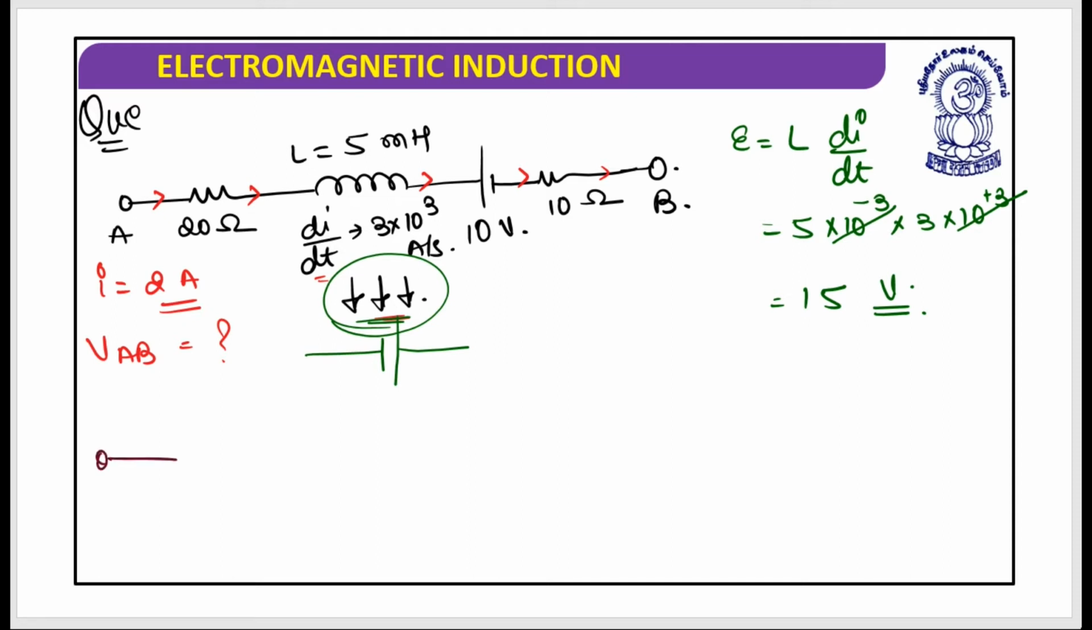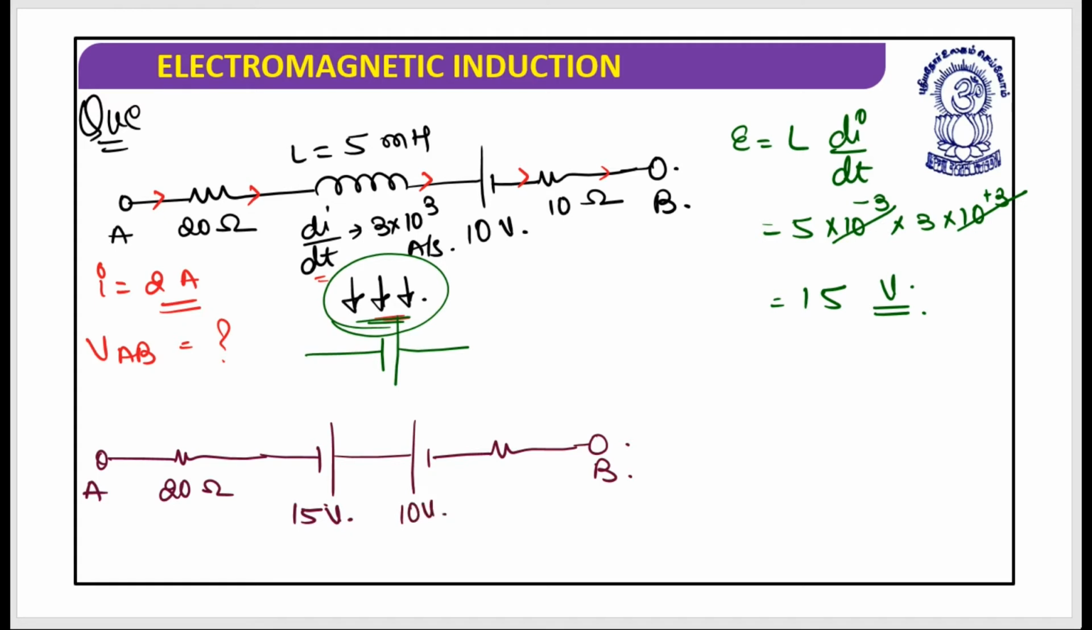The situation is that this is a 20 ohm. This is a battery that was made up from the inductor. This is another battery. This is A and this is B. This is the battery of the inductor, it's 15 volt. This is 10 volt. This is 20 ohm and this is 10 ohm. And the current is 2 ampere.